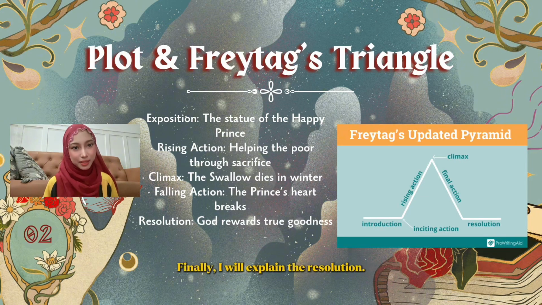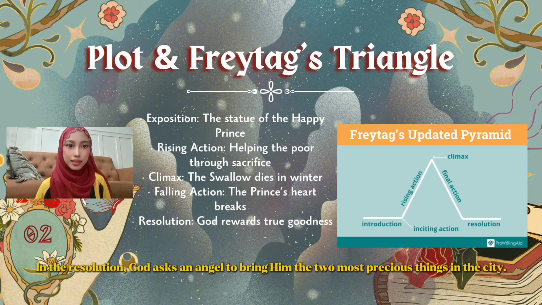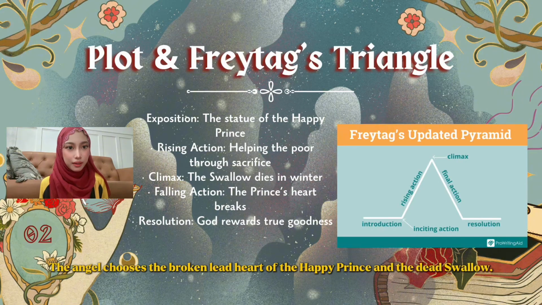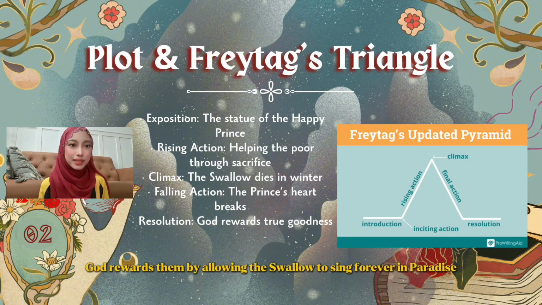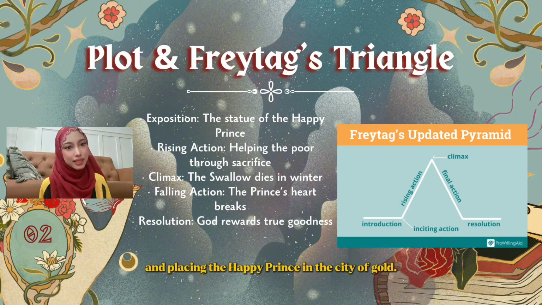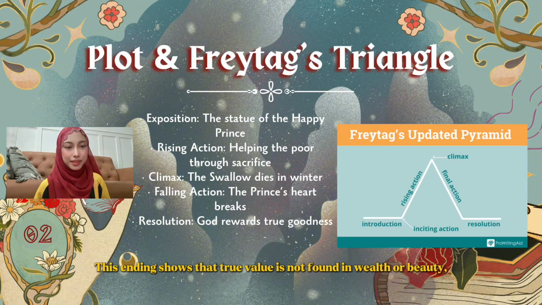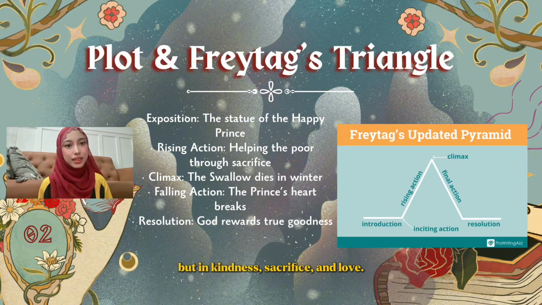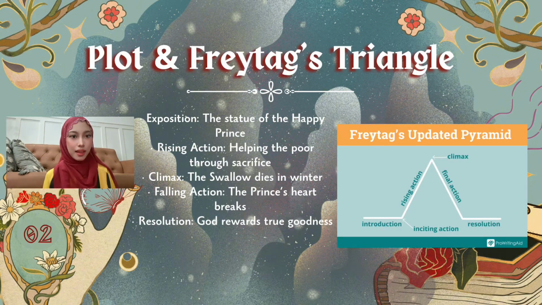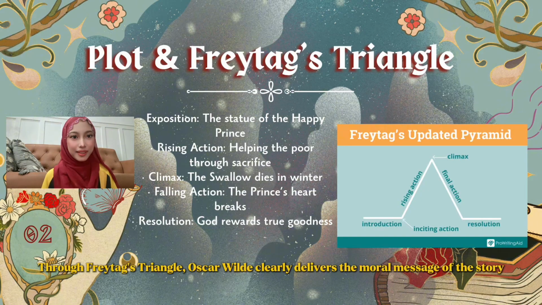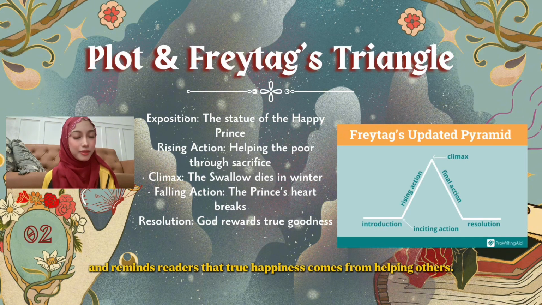Finally, I will explain the resolution. In the resolution, God asks an angel for the two most precious things in the city. The angel chooses the broken lead heart of the Happy Prince and the dead swallow. God rewards them by allowing the swallow to sing forever in paradise and placing the Happy Prince in the city of gold. This ending shows that true value is not found in wealth or beauty, but in kindness, sacrifice, and love. Through Freytag's triangle, Oscar Wilde clearly delivers the moral message of the story and reminds readers that true happiness comes from helping others.